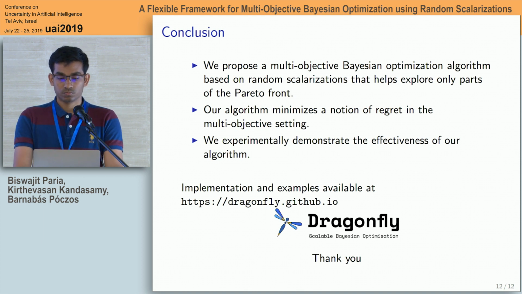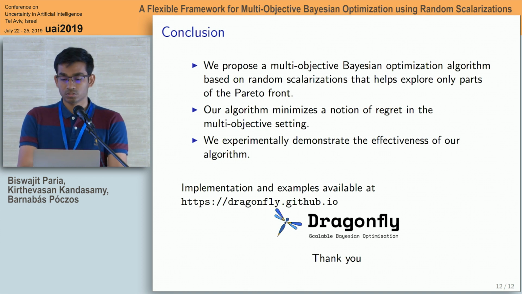As a conclusion, we proposed a multi-objective Bayesian optimization algorithm, which is based on random scalarizations and helps us explore only a part of the Pareto front without utilizing resources on approximating the other parts of the Pareto front. We also show that our algorithm minimizes a notion of regret in the multi-objective setting. The exact rates of the regret are in the paper. We also experimentally demonstrated the effectiveness of our algorithm on both synthetic and real examples.